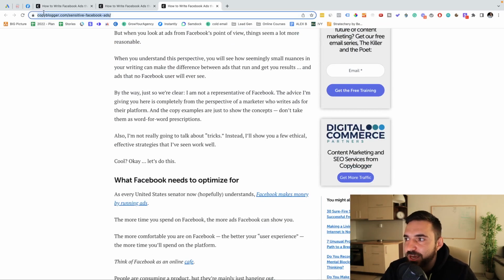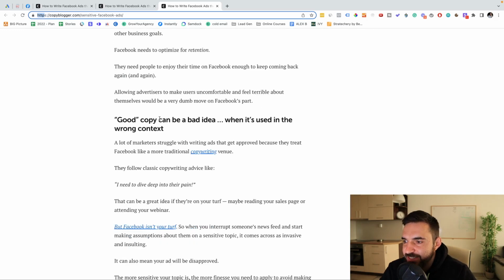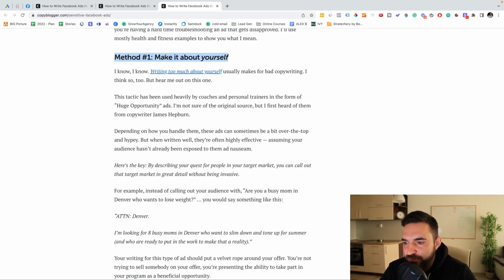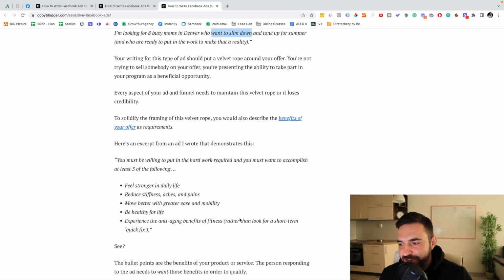So what Copy Blogger advises you to do is, let me scroll down, make the ad about yourself, you know. For example, you cannot say, "Are you a busy mom in Denver?" Right? You can be like, "I'm looking for 8 busy moms in Denver who want to slim down." And also the wording is very, very key here. For example, you cannot say lose weight, make money online. Those are words that are gonna trigger the algorithm. So you need to beat around the bushes, as they say in English.